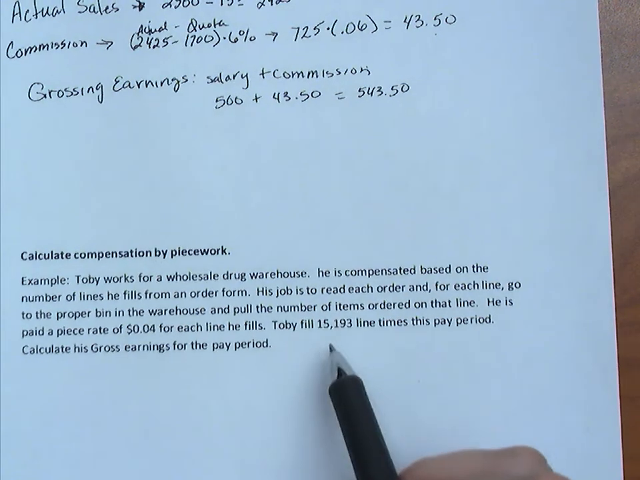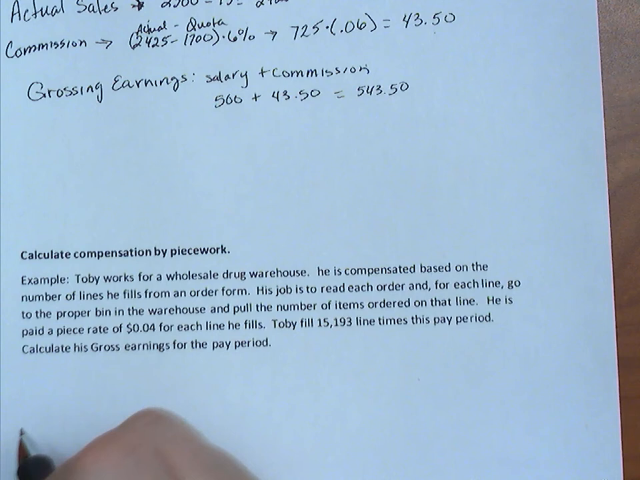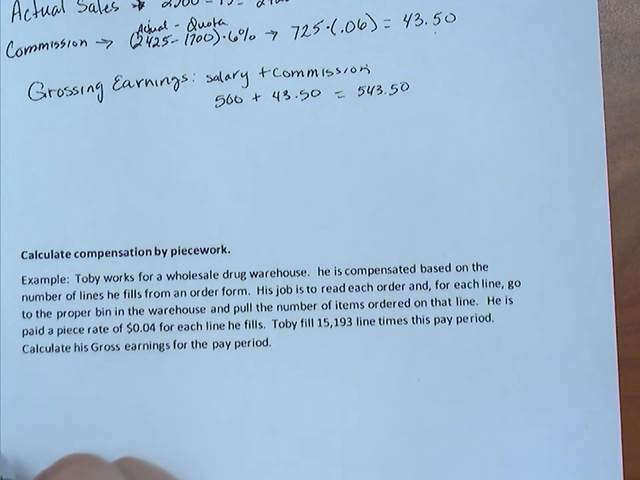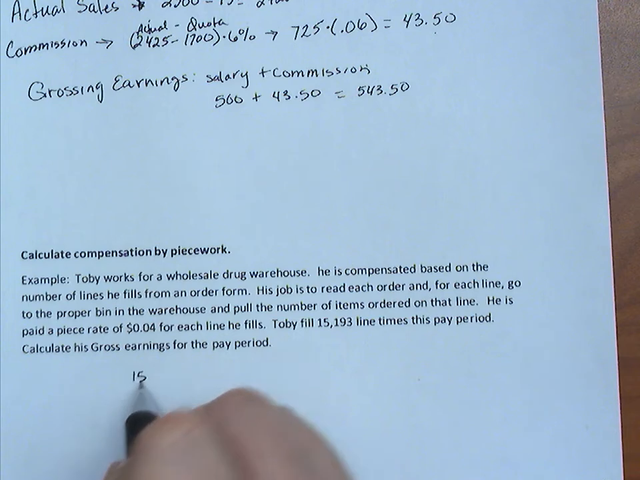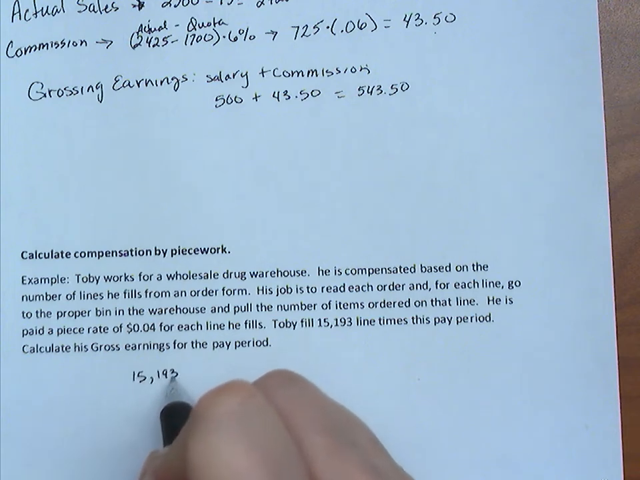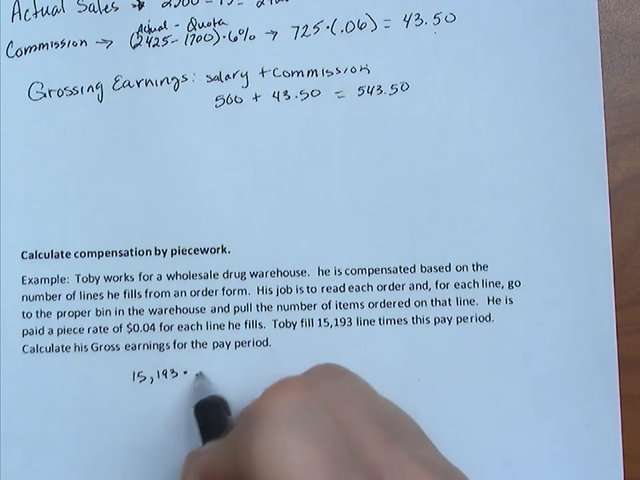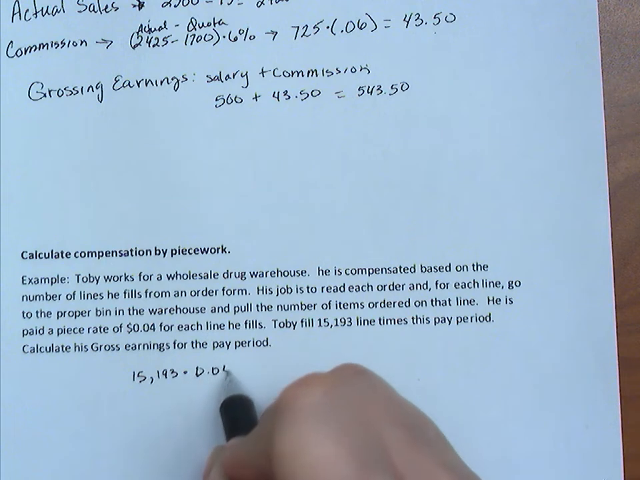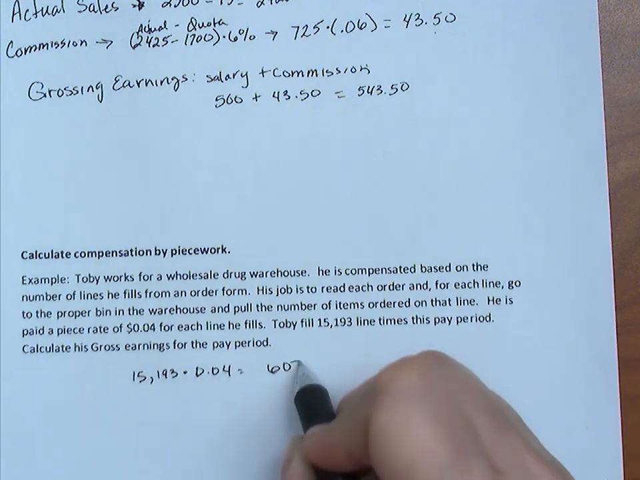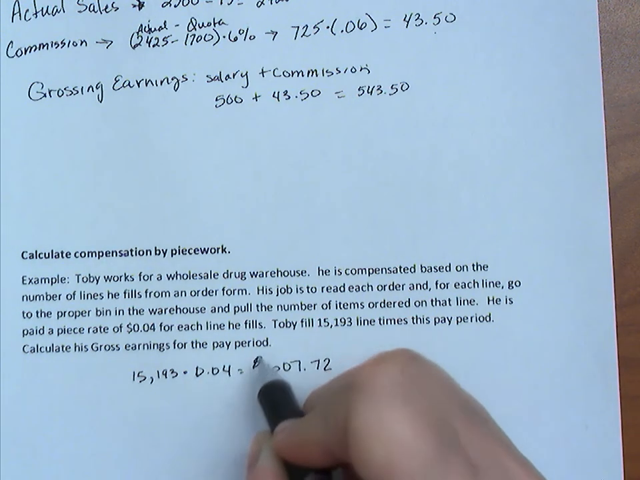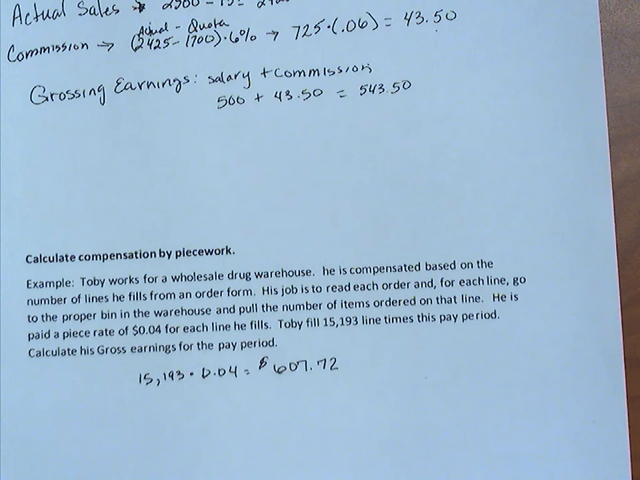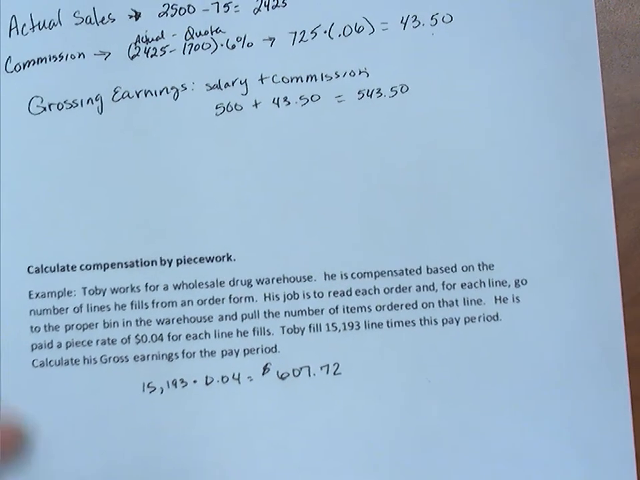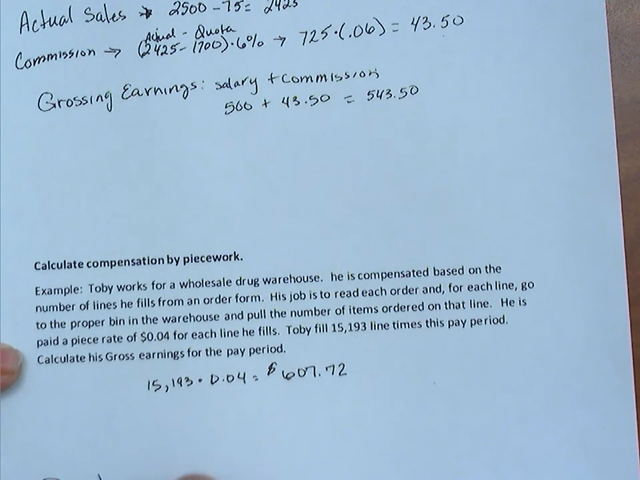Well, to figure it out, you'd take how many pieces, how many lines he filled, which is 15,193, and you multiply it by the 4 cents. That gives you $607.72. So Toby made $607.72 prior to withholdings.